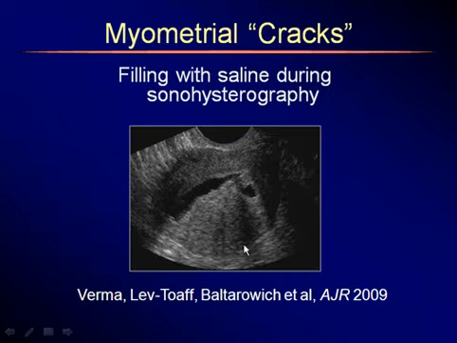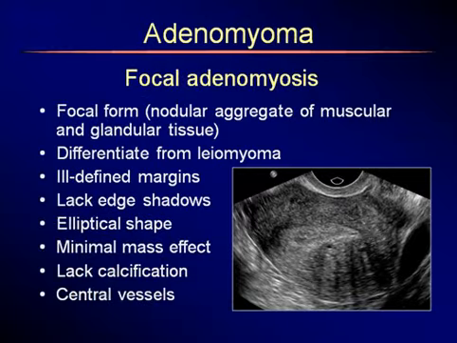Also notice there are other changes of adenomyosis: thickened wall, and thin shadows emanating from the myometrium. The focal form of adenomyosis is an adenomyoma, which is this nodular aggregate of abnormality of adenomyosis. These should be differentiated from leiomyomas.